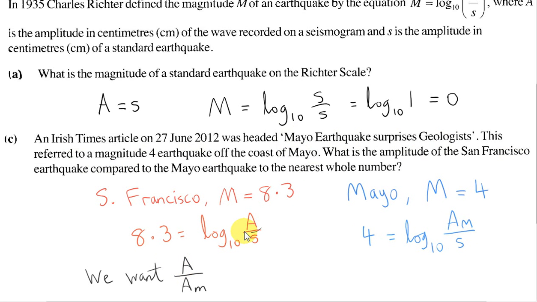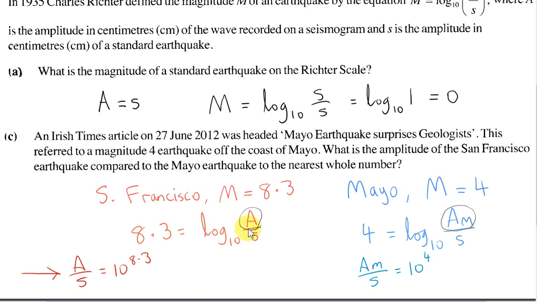Now we want the amplitude of the San Francisco earthquake A divided by the amplitude of the Mayo earthquake AM. We want to get this ratio. Okay, we can use our property of logs to rewrite this equation as a power equation. We take the base, which is 10, raise it to the power of 8.3, and we get the argument of this log function, which is A over S. So 10 to the power of 8.3 is A over S. Do the same here. We put 10 to the power of 4 equal to the argument of this log function, which is AM over S.